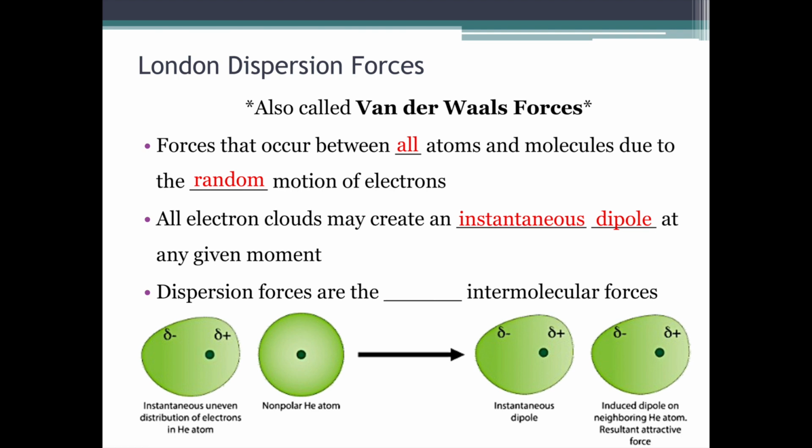So why would it be an instantaneous dipole? Well, remember, those electrons are moving at very close to the speed of light. So as soon as this uneven distribution occurs, it can be gone again, or it could be on the other side. So it's a very, very quick split-moment instantaneous dipole. Dispersion forces are the weakest intermolecular forces because of that amount of time that they can be present. Yes, instantaneous dipoles of two neighboring molecules can have an attraction, but because they're so fleeting, as soon as they form, they're gone again. So it's an extremely weak force.